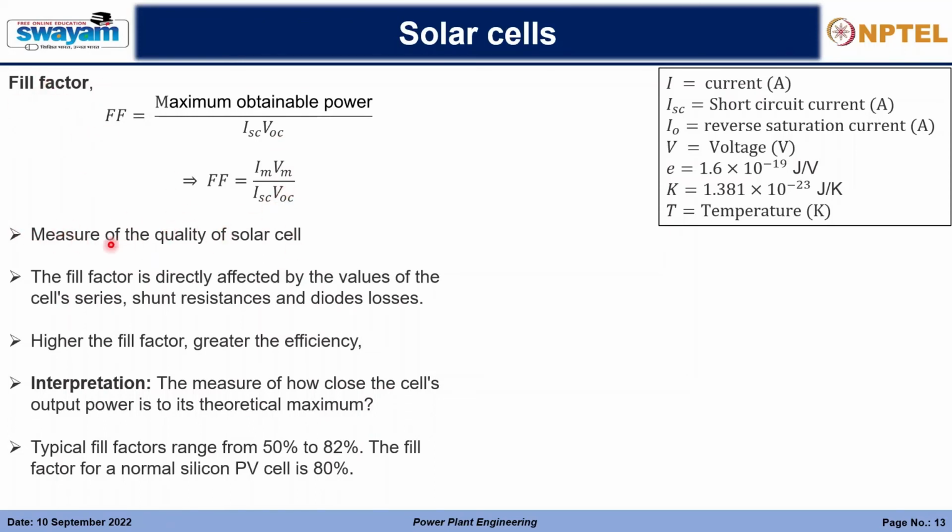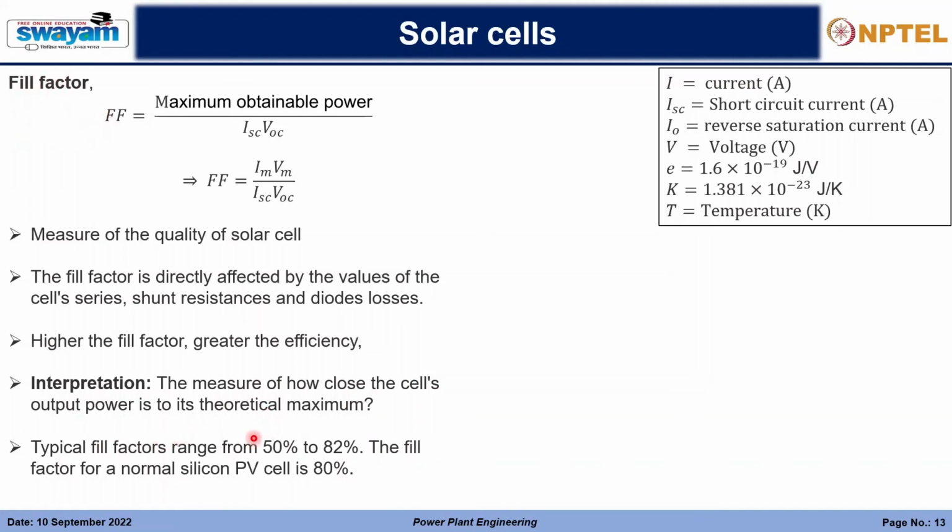The fill factor is basically a measure of the quality of a solar cell, because it tells us the ratio of how much maximum power can be obtained versus the theoretical maxima. The fill factor is directly affected by the cell's series and shunt resistances and diode losses. That is why we are getting less than 100%. The higher the fill factor, the greater the efficiency, because we are getting closer to the theoretical maxima. The fill factor is a measure of how close the cell's output power is to the theoretical maximum.